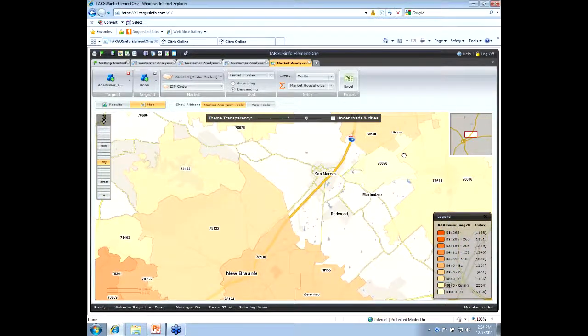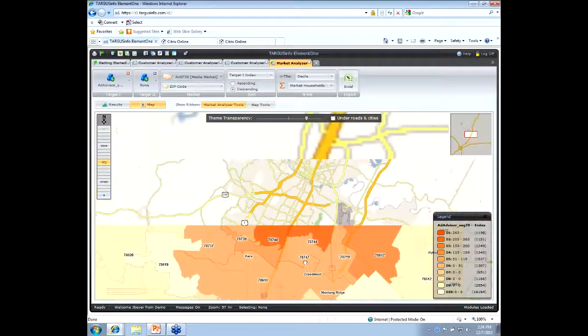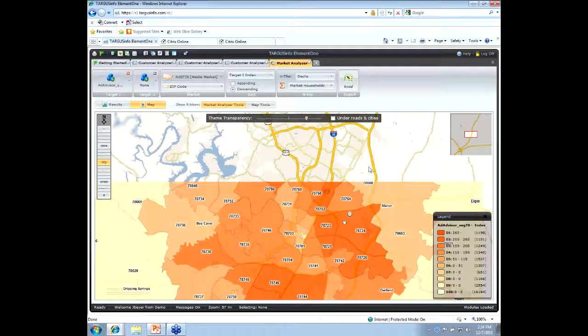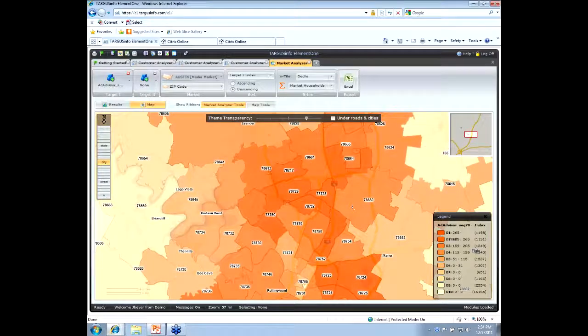and it looks like I'm getting in on San Marcos. Let me go up a little bit closer to Austin. We can see exactly where segment 78, which is our highest propensity segment, tends to live within the Austin market. The darker the orange here on this slide shows the darker the concentration of that segment within those zip codes for the Austin market.